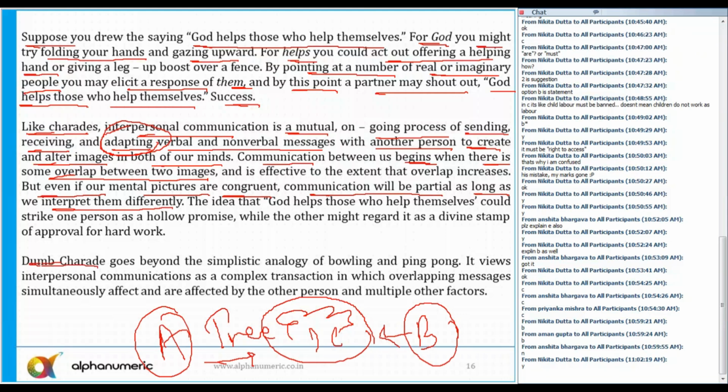That is why Dance's model goes beyond the simplistic analogy of bowling and ping pong. It views interpersonal communication as a complex transaction in which open overlapping messages simultaneously affect and are affected by the other person and multiple other factors. So there is continuous adaptation. That is why he's calling it an action, interaction, and transaction. All these happen. Is this clear? Did you understand?